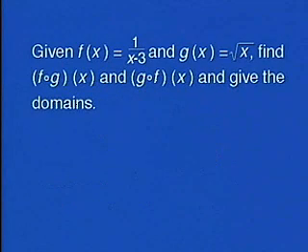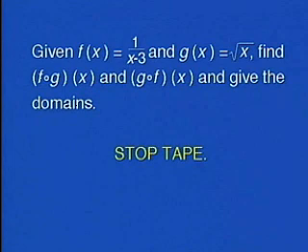Okay, let's try this problem. Given f of x equals 1 all over x minus 3 and g of x is equal to the square root of x, find f circle g of x and g circle f of x and give the domains. Stop the tape and work on this.